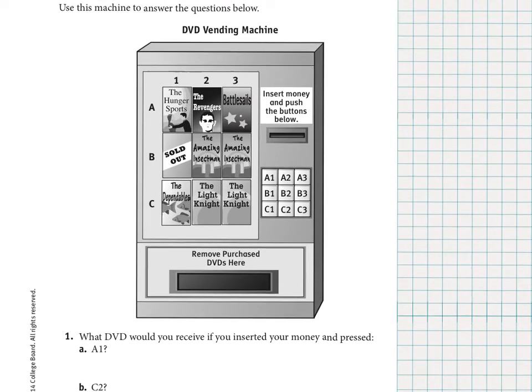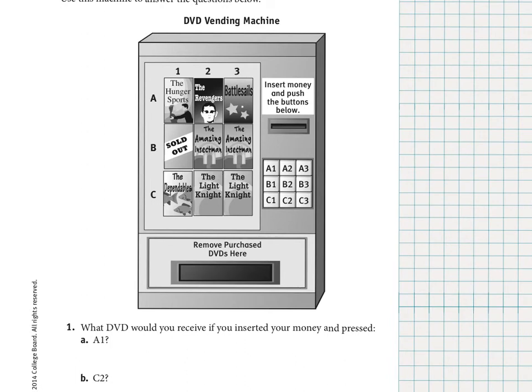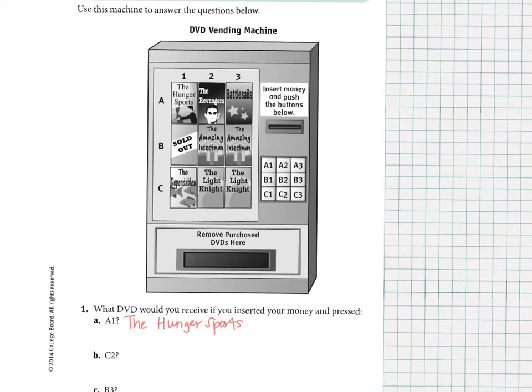And at the bottom, you usually take out your DVDs from there. So let's look at question number 1. It says, what DVD would you receive if you inserted your money and pressed the following buttons? So which DVD would you get if you pressed A1? That's right, you would get The Hunger Sports. As you can see, some of these movies are a little bit knockoff of maybe some real life movies, so I'm going to go ahead and fill in The Hunger Sports.